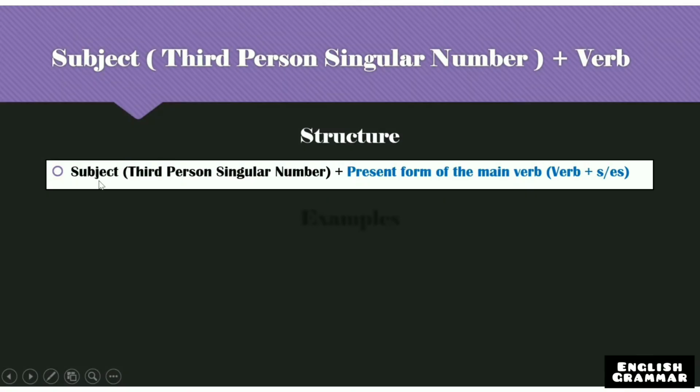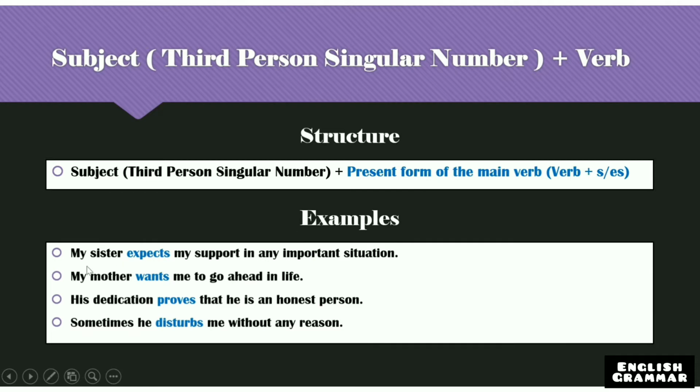When you find that the subject is third person singular number, you have to add s or es with the main verb. Here I have given 4 examples. You can see that in each example the subject is third person singular number. Here we have used s or es with the main verb.